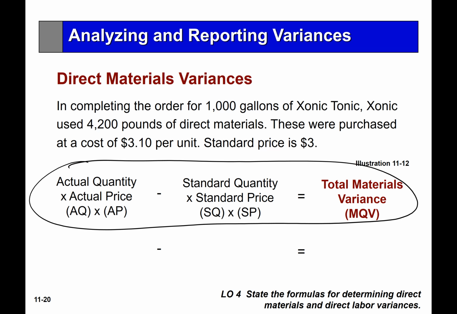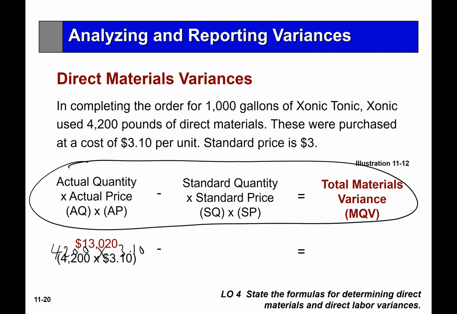Okay, I'm going to try to make it easy for you. The formula is actual quantity into actual price minus standard quantity into standard price, which will give you your total materials variance. So actual quantity into actual price. Actual quantity is how much? Actual quantity is 4,200 pounds, and your actual price is 3.10. So I hope we did it right. Yes, so you got $13,020.